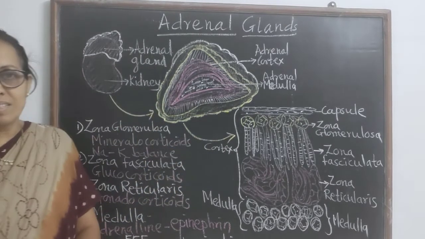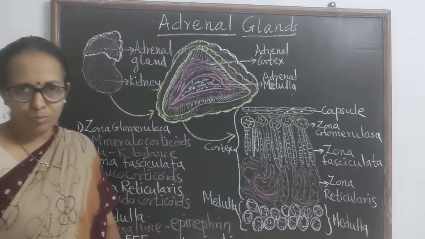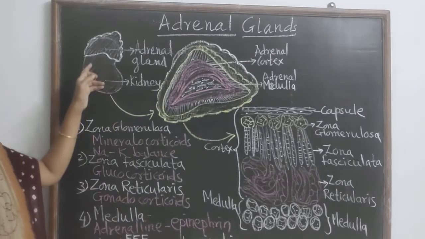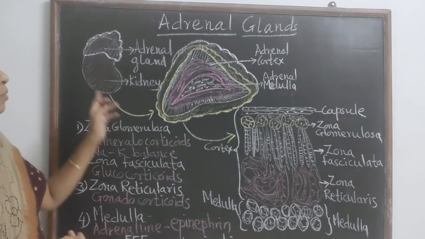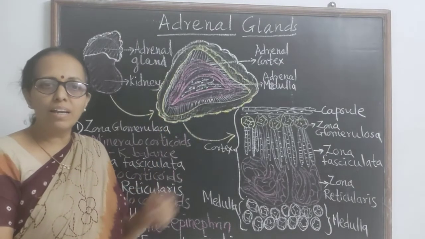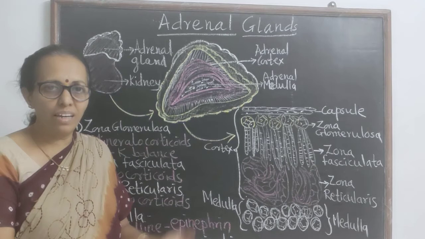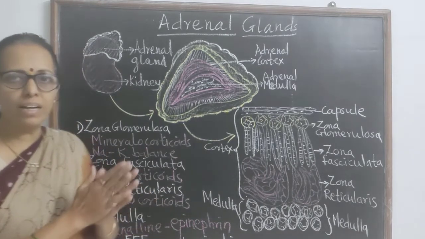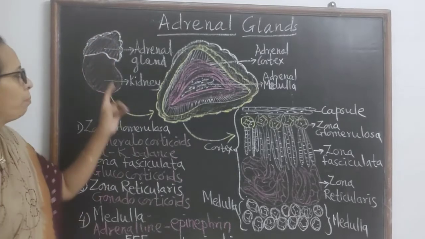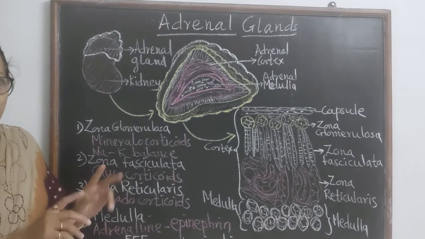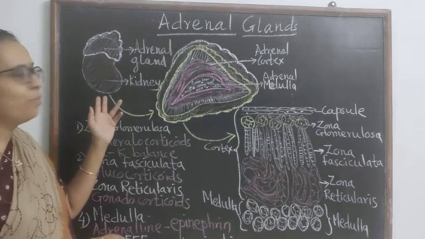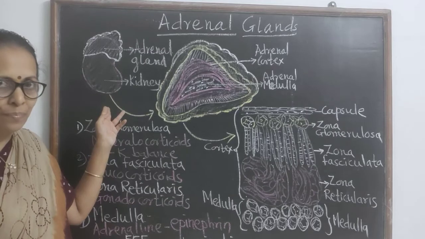These glands, the adrenal glands, are present on our kidneys. Therefore, another name for them is suprarenal glands. They are on the kidneys. These are paired glands present on each kidney. While studying the excretory system, we mentioned them over there.